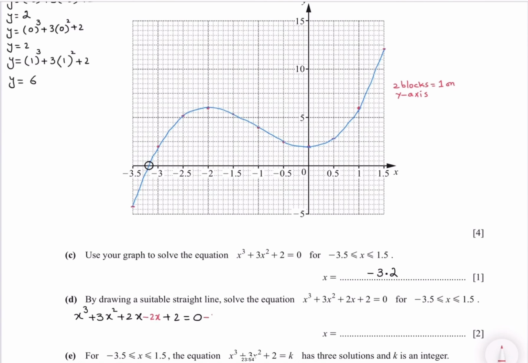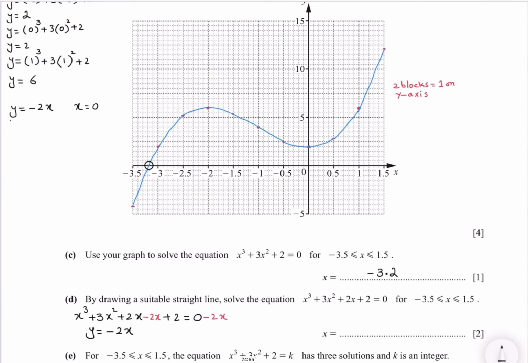So by adding negative 2x, the plus 2x and minus 2x will be gone, and the left hand side will become the same equation of the graph. So we can write now y is equal to minus 2x, and now we have to plot this line. y is equal to minus 2x.